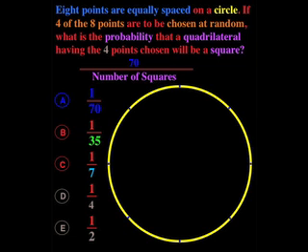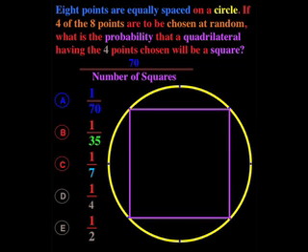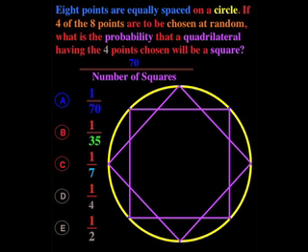But don't forget, we have to figure out how many squares are possible, and it turns out there are 2 possible squares out of those 8 points. So we have to divide the 70 by 2, and there we get 1 out of 35.